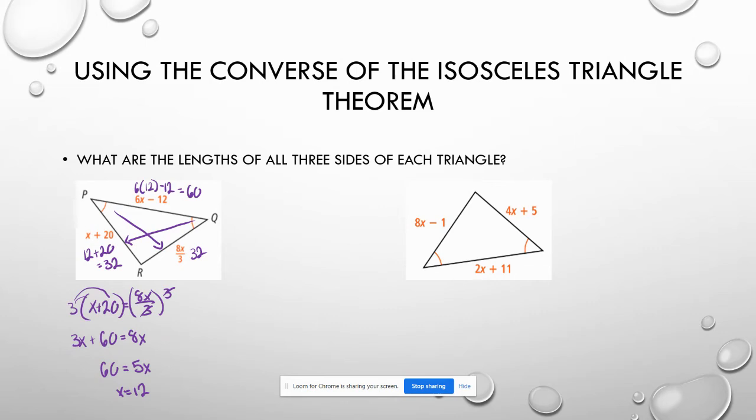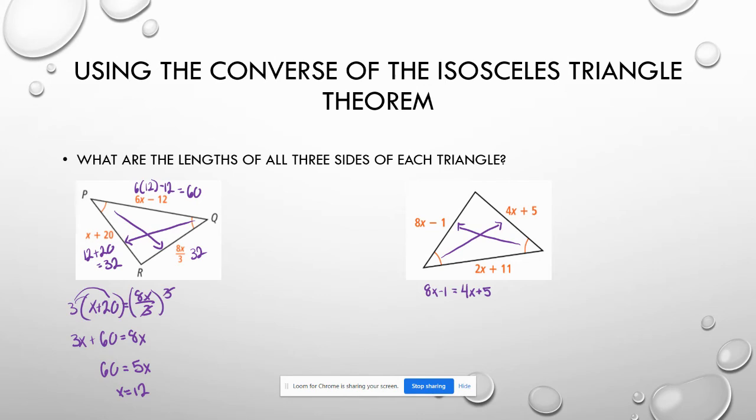Same thing as I did on the last slide, I want you to pause the video, give this second one a try, and then when you're done, press play. So, same thing that we started with on the other problem. These angles are congruent, so that means that those sides have to have the same measure. So 8x minus 1 is equal to 4x plus 5. Subtract 4x from both sides, add 1 to both sides.